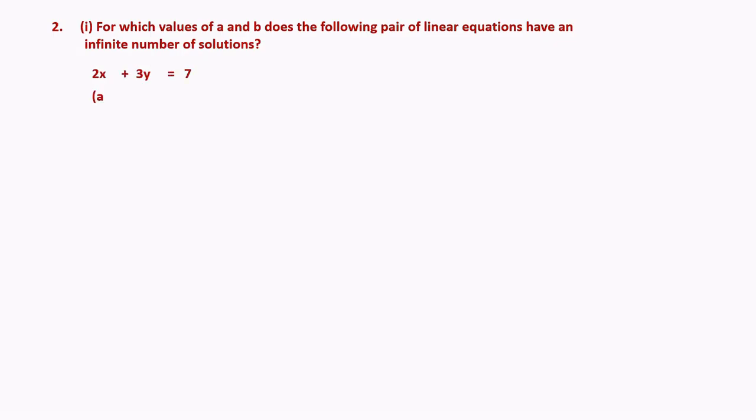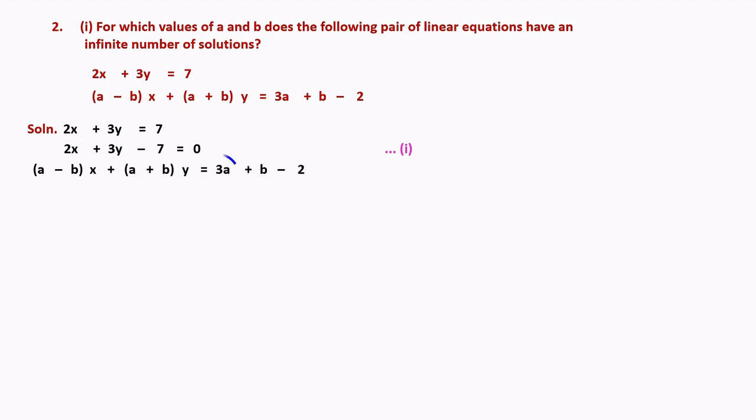Let us solve this step by step. We are given two equations. First equation, 2x plus 3y equals 7. Second equation, (a minus b)x plus (a plus b)y equals 3a plus b minus 2.